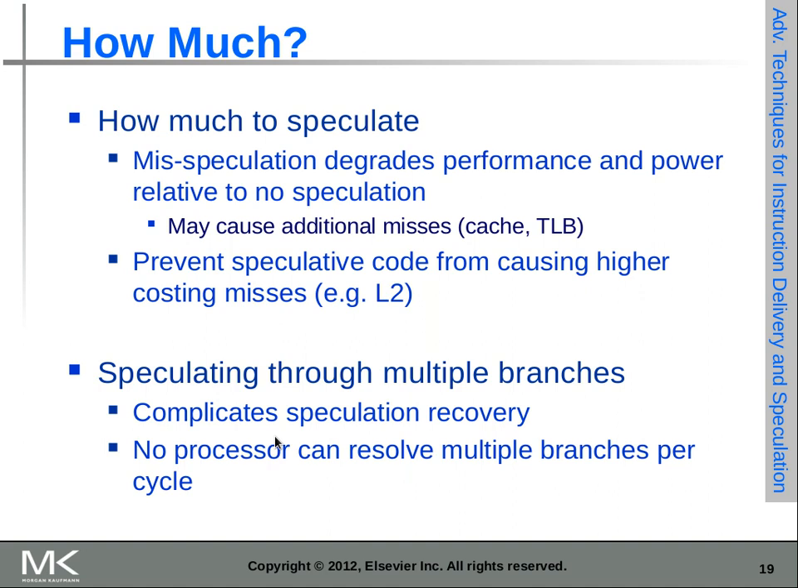Okay, how much speculation should we do? Missed speculation degrades performance and power relative to no speculation, and may cause additional misses with your cache and your TLB. Prevent speculative code from causing higher costing misses. You want to make sure speculating with multiple branches is complicated. We did the tournament predictor as well as a hybrid predictor here.